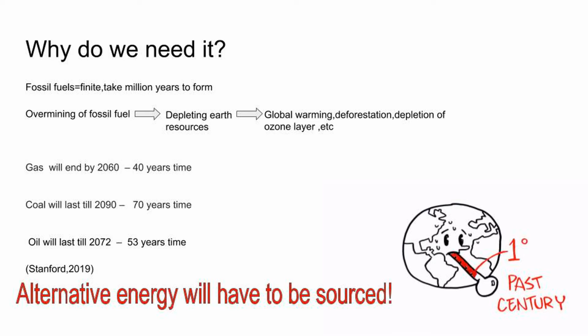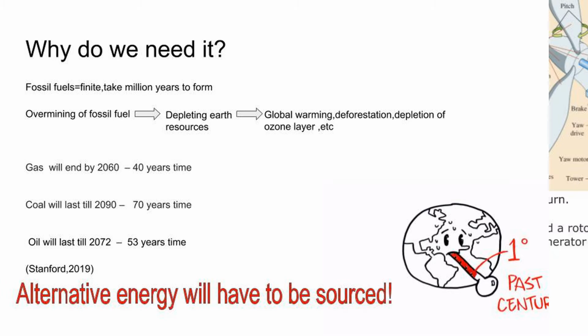This scenario is described as the tragedy of the commons. It happens when private users start to exploit the shared resources, and when demand exceeds supply, it will not be available to some or all of the other users and might bring negative consequences. According to research by Stanford, finite resources such as gas will end in about 40 years' time, coal will be 70 years and oil will last for 53 years. In order to prevent or minimize such catastrophe, alternative energy will have to be sourced.